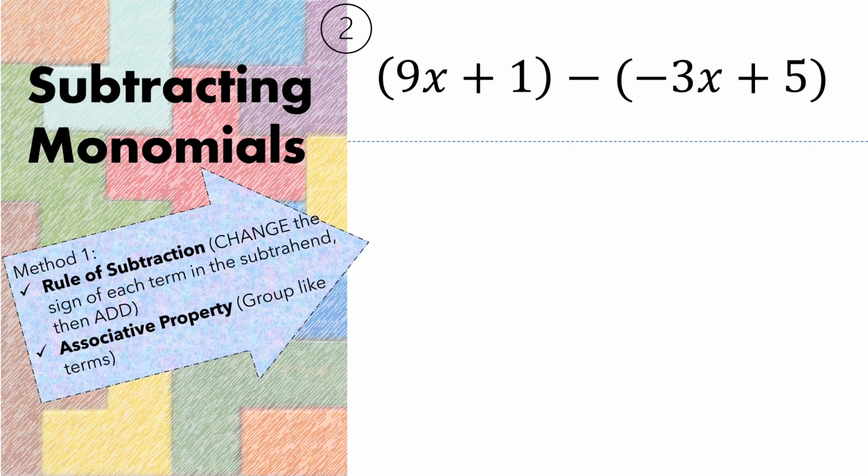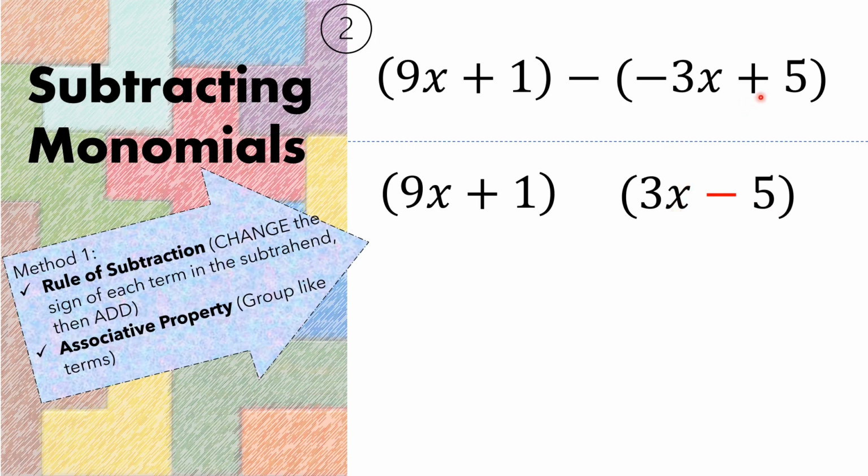Example number 2. The quantity of 9x plus 1 minus the quantity of negative 3x plus 5. Applying method 1, rule of subtraction. Copy the minuend, 9x plus 1. And then applying the rule of addition. Change the sign of each term of the subtrahend. Negative 3x will be positive 3x, and then positive 5 will become negative 5, then add.